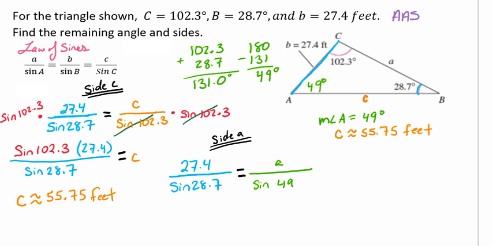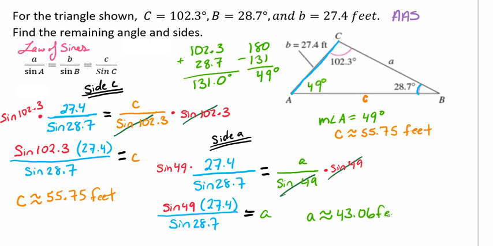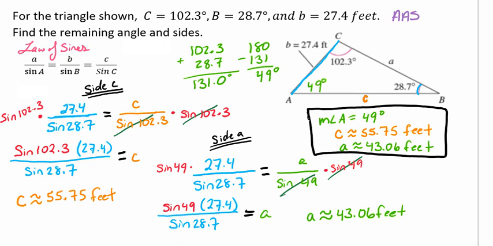So we can use a similar kind of idea that we had just used, and so we're going to multiply both sides by the sine of 49. I'm out of room. Let me scoot that over. There we go. So now we see that we've multiplied both sides by our sine of 49, so we're able to cross that out there. And that's going to leave us with the sine of 49 times 27.4 divided by the sine of 28.7 for our a, right? So now if we plug that into our calculator, we're going to see that a is approximately 43.06 feet. And so we can go ahead and write that down as one of our answers as well. a is approximately 43.06 feet. And now we see that we have found our two missing sides and our missing angle, and now we're finished.